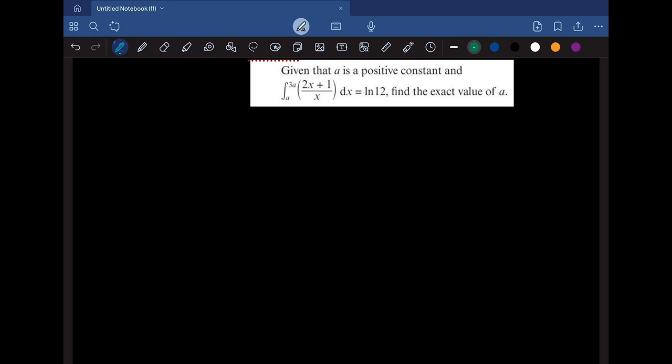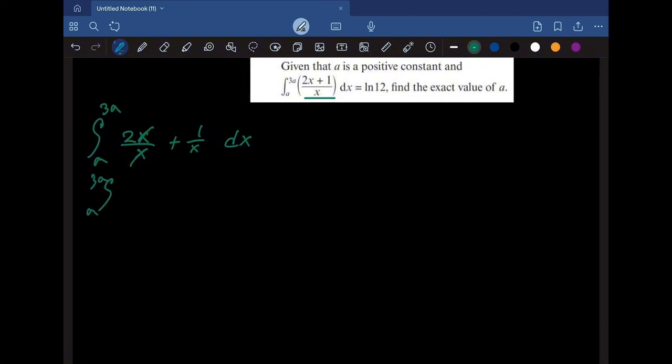So now let's start doing it by ourselves. What we can do here is draw it like this. It is 3a and a, 2x divided by x. So this x gets cancelled out, plus 1 by x. We can write them down like this, 1 by x dx, with limits 3a and a. So it becomes 2 plus 1 by x dx.